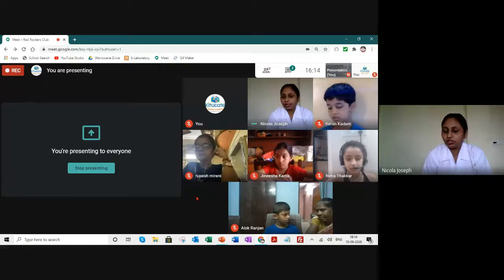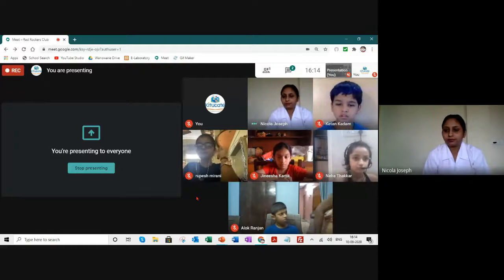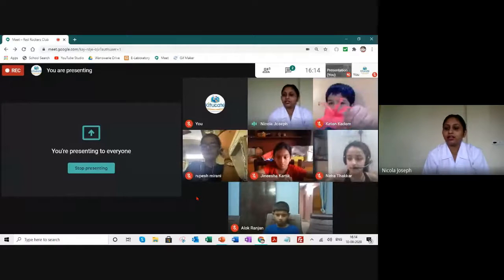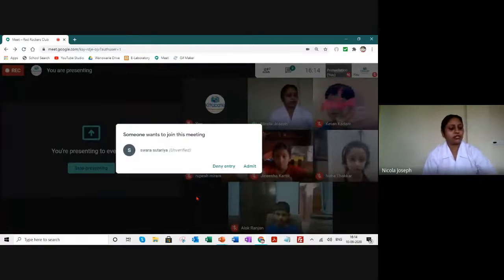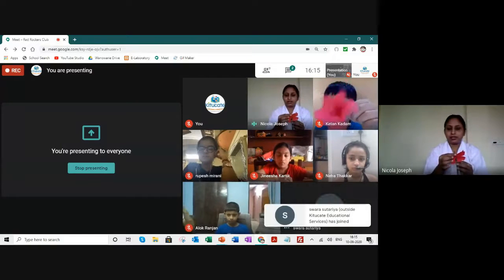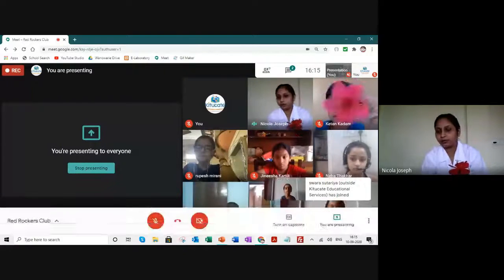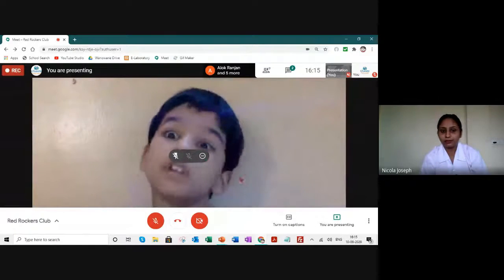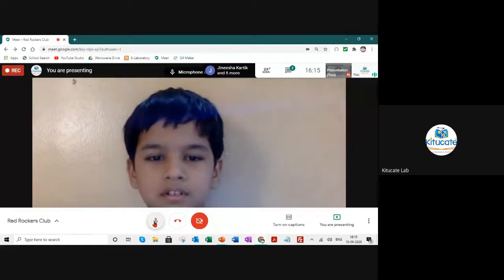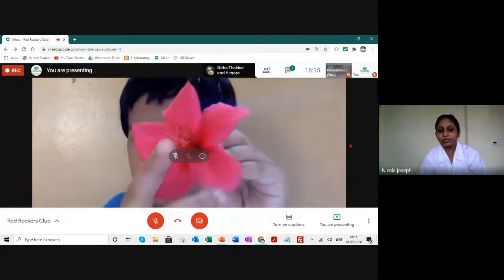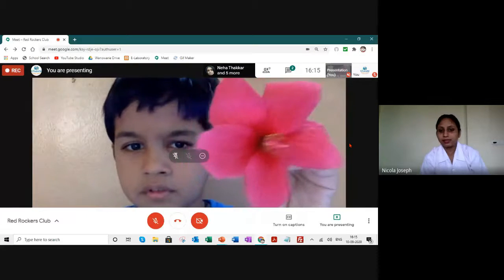All right, Shaurya, can you show your flower? Yes, ma'am. See, children, you can see something which is coming up in Shaurya's flower. What is that called? That's called the stamen, the top one. Shaurya, can you show everyone the stamen? Yes. So that is the stamen.